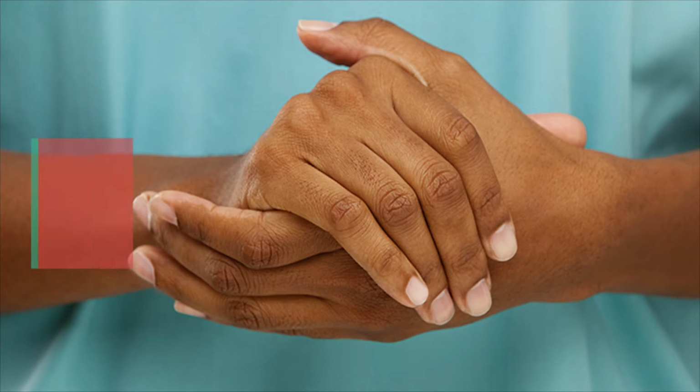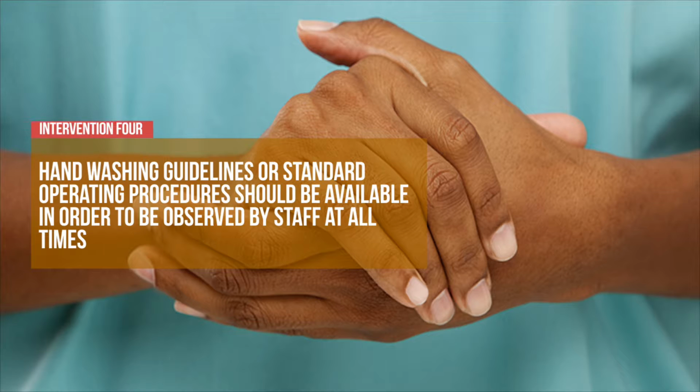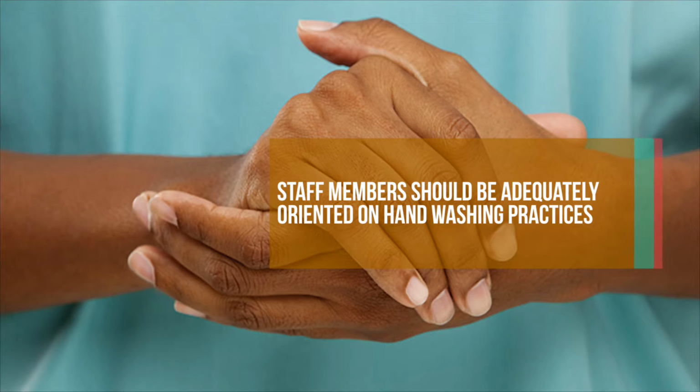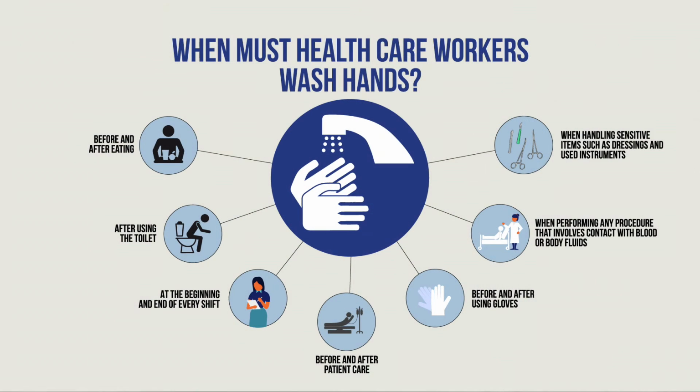Hand washing guidelines or standard operating procedures should be available in order to be observed by staff at all times. Staff members should be adequately oriented on hand washing practices. Healthcare workers must wash hands at all critical times, such as before and after eating, after using the toilet, at the beginning and end of every shift, before and after patient care, before and after using gloves, when performing any procedure that involves contact with blood or body fluids, when handling sensitive items such as dressings and used instruments.